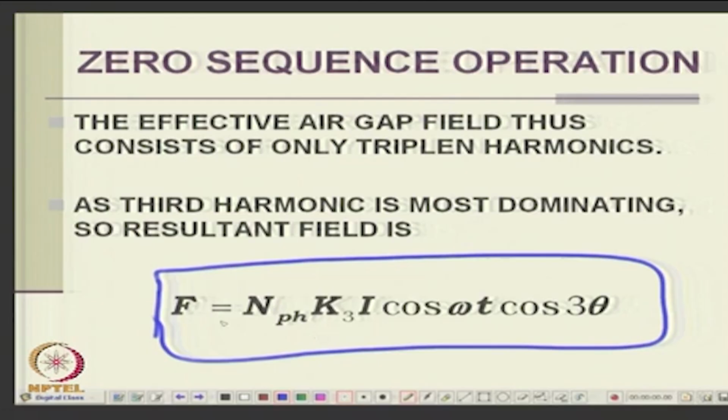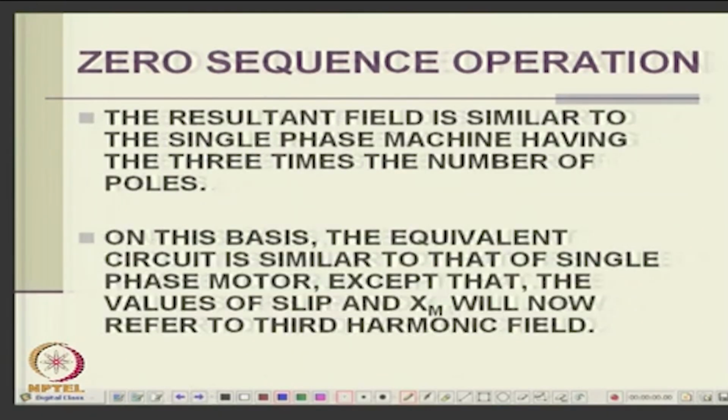If you have zero sequence operation, the air gap will have 3 times the poles of the fundamental. So, the resultant field is similar to a single phase machine having 3 times the number of poles. The equivalent circuit is similar to that of a single phase motor, except that the values of slip and Xm will now be referred to the third harmonic field. So, you are trying to write an equivalent circuit for the third harmonic now. Okay.